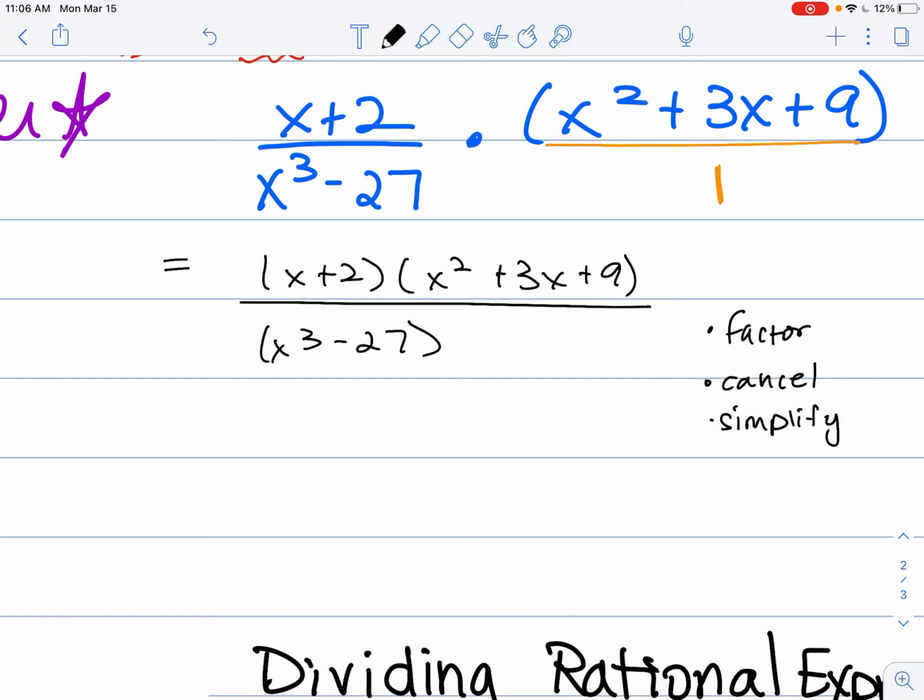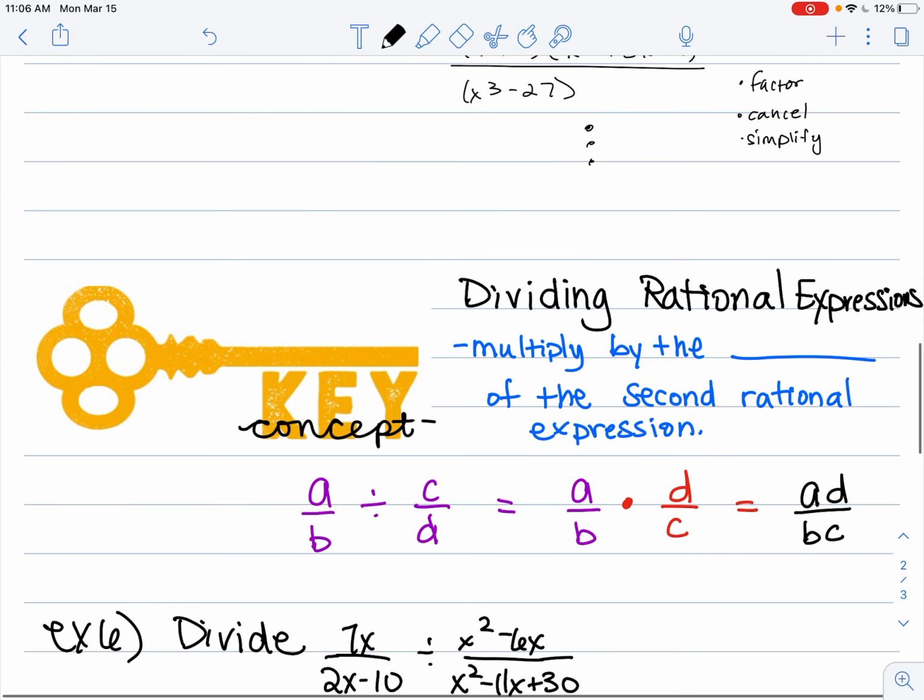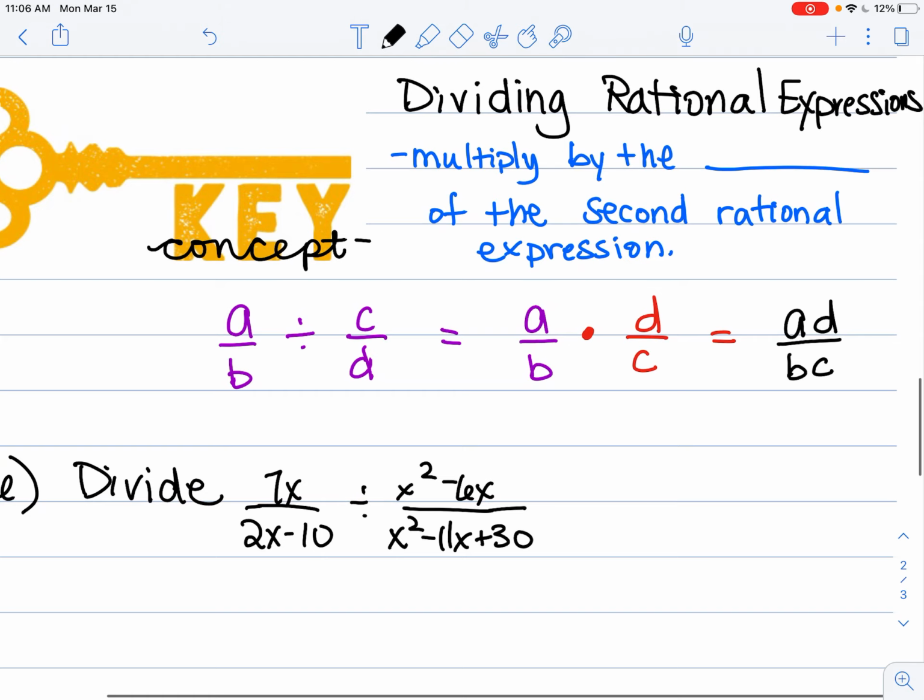Okay, we're not going to do that one together, but I just wanted to remind you that when you don't have a denominator, the denominator is 1. All right, let's go into dividing rational expressions now.